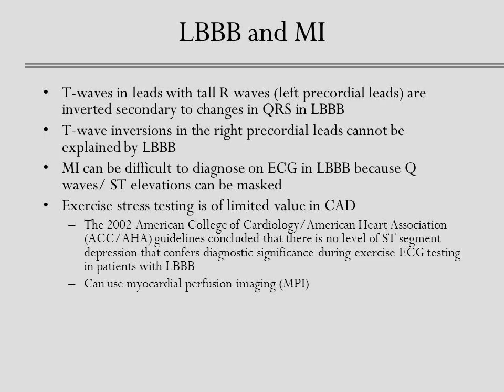LBBB and ME. T waves in leads with tall R waves, the left precordial leads, are inverted secondary to changes in QRS in LBBB. T wave inversions in the right precordial leads cannot be explained by LBBB. ME can be difficult to diagnose on ECG in LBBB because Q waves and ST elevations can be masked.